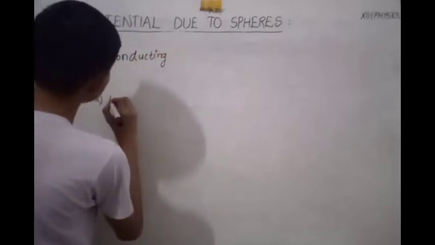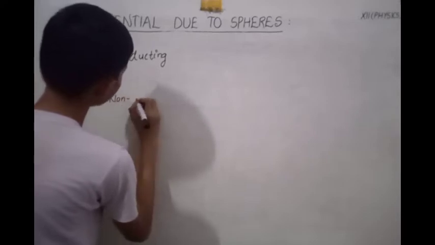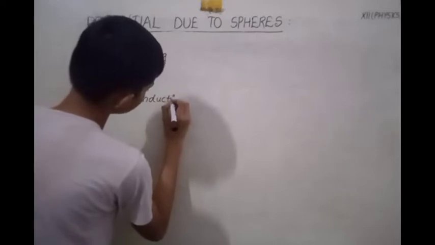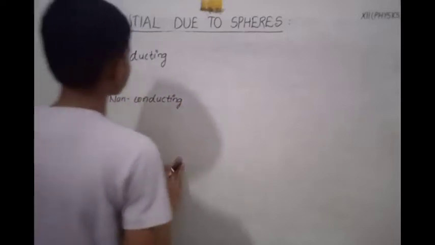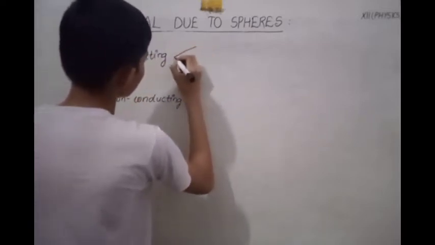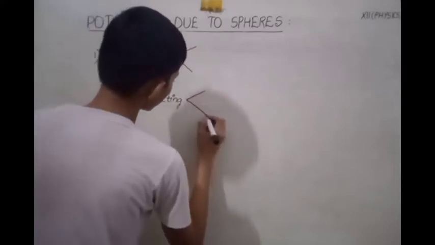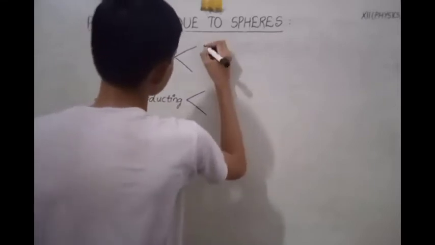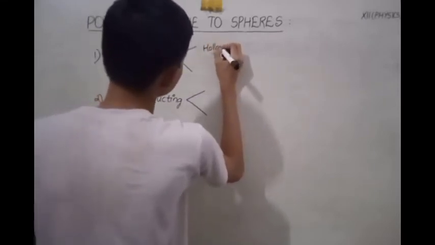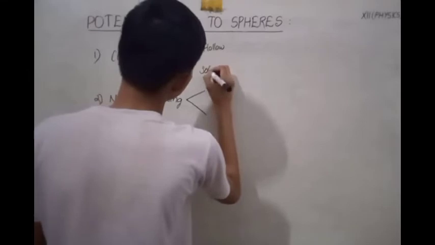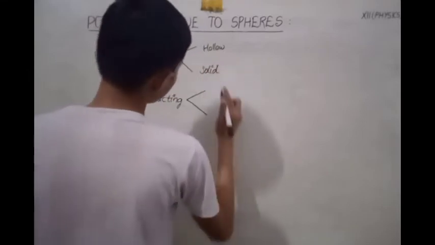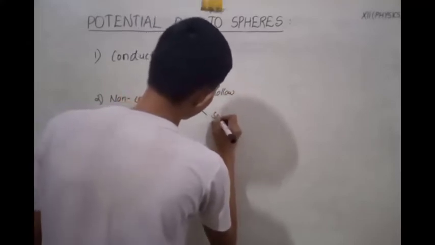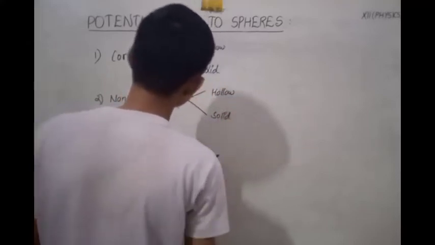Second type is non-conducting spheres. In conducting spheres there are two classifications, and in non-conducting spheres there are two classifications. First is hollow conducting sphere and the second is solid conducting sphere. And here the first is hollow non-conducting sphere and the second is solid non-conducting sphere.